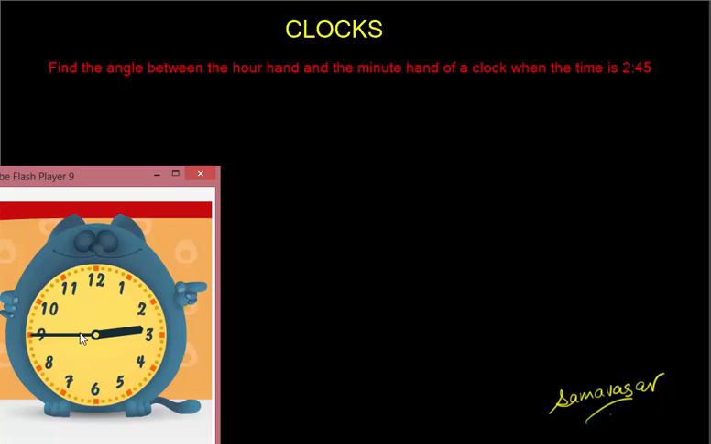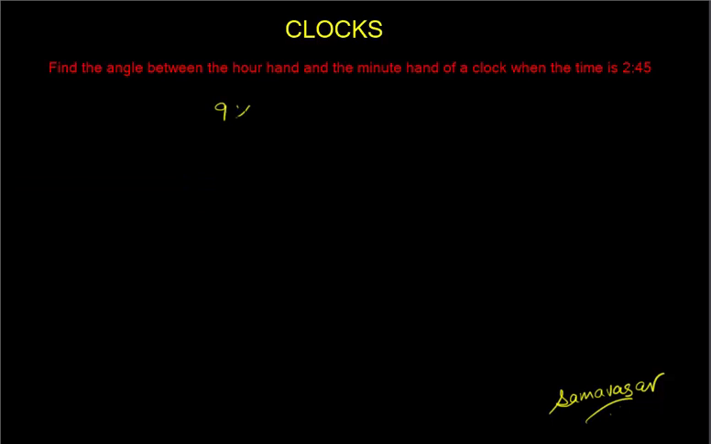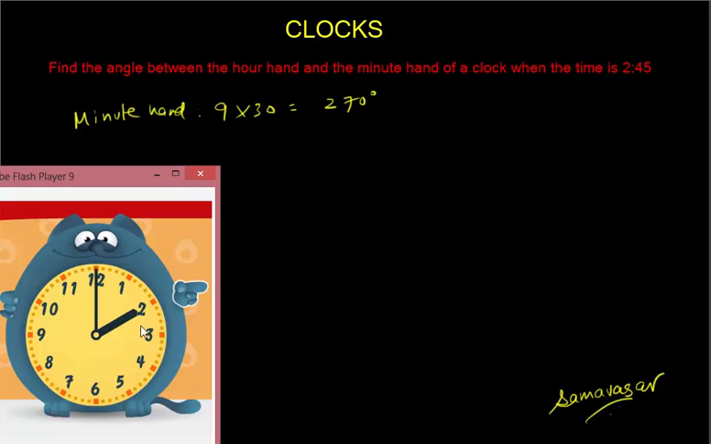So what did I do? Initially the minute hand was at 12. It has moved from 12 to 9. So how many degrees has it moved? As you know, it has moved 9 sectors. We discussed earlier, 9 into 30 is equal to 270 degrees. So the minute hand has moved 270 degrees. Now at the same time, just look at the hour hand.